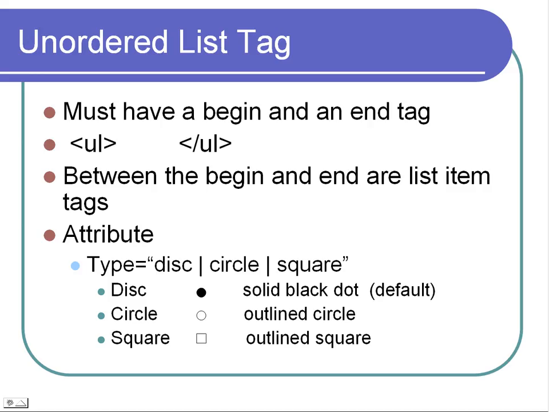Now, I've shown you outline circle and outline square, but I've noticed on some of the browsers, and I think this has changed, we now get solid items for some of these. The way you do this is inside the UL tag, just right after the L, right in this area here, you're going to place the word type equals quotes and then one of these words precisely. You don't have to capitalize them.